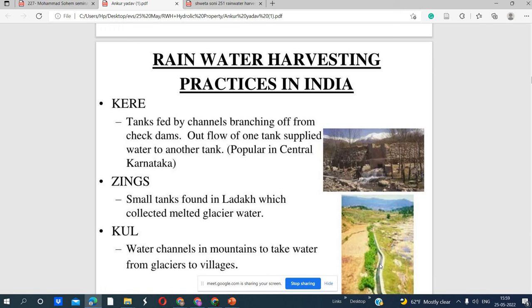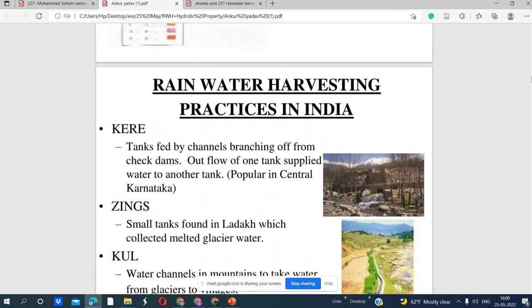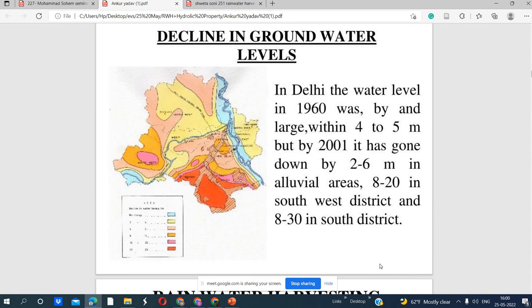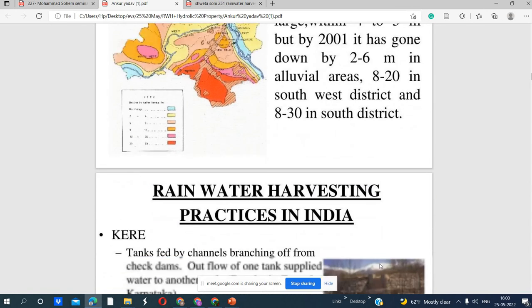What is this kere? It is a tank fed by a channel branching off from check dams. The outflow of one tank supplies water to another tank. So it is popular in Karnataka. And what do we do in Delhi? Yes, ma'am.